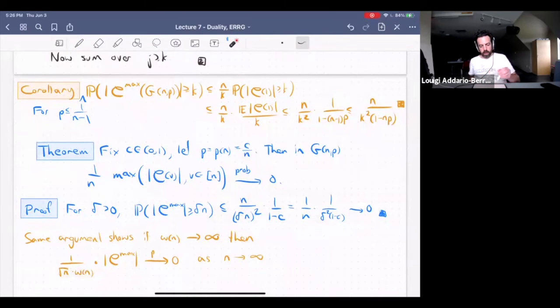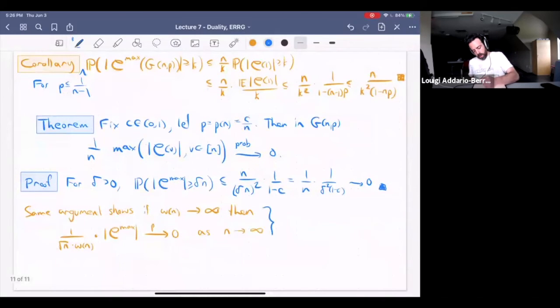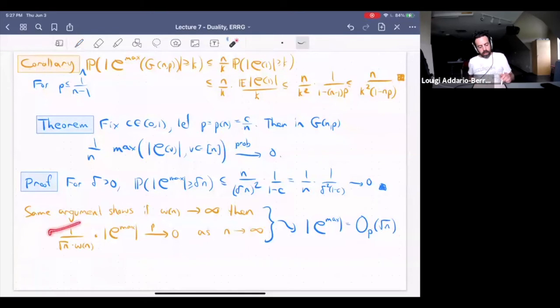That's the whole argument. Okay, and just for notation, I could rephrase this fact as saying that C max is order root n in probability, right? Because this tells me that for any epsilon, there's a k such that the probability that C max has size greater than k root n is at most epsilon. Or in other words, C max divided by square root n is tight.